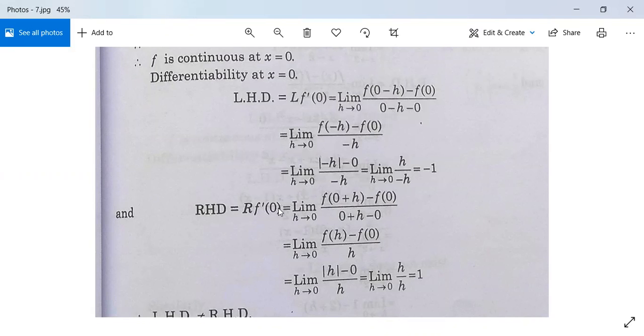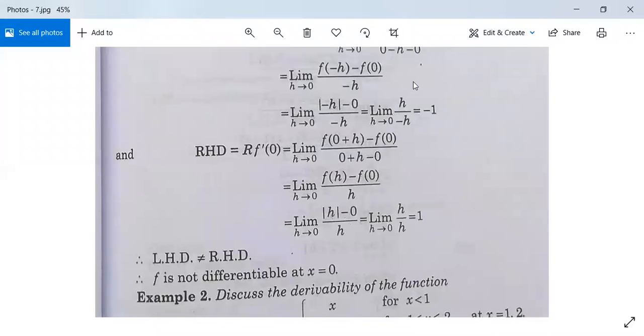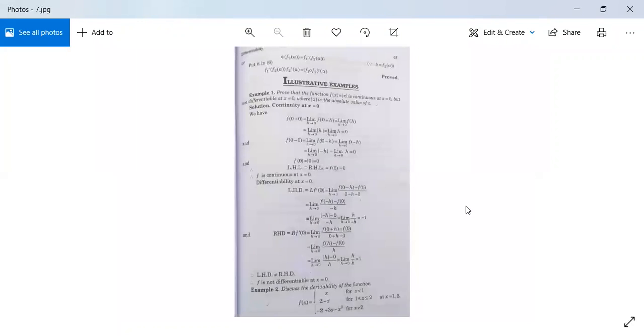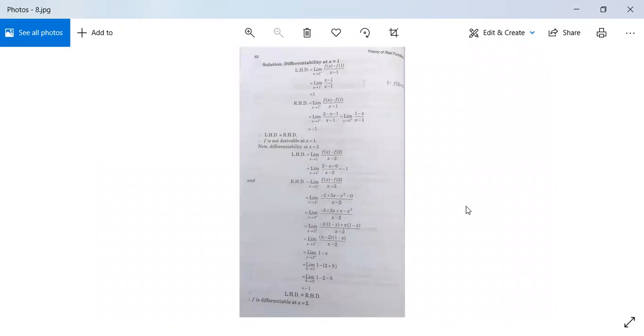Now right hand derivative Rf dash 0 is limit of f(0+h) minus f(0) by 0 plus h minus 0. So f(h) minus f(0) by h. f(h) is your mod h minus 0 by h. So it is limit h tending to 0 of h by h, means its value is 1. See, left hand derivative is minus 1 and right hand derivative is plus 1. So the function f is not differentiable at x equal to 0. तो इस तरह से आपका ये प्रॉब्लम सॉल्व हो गया. Means this function is not differentiable at x equal to 0.